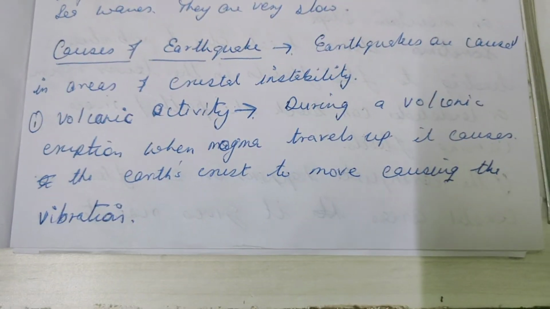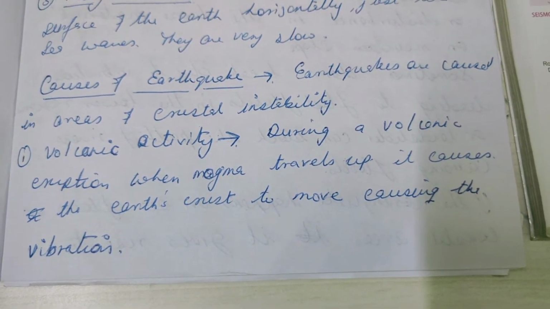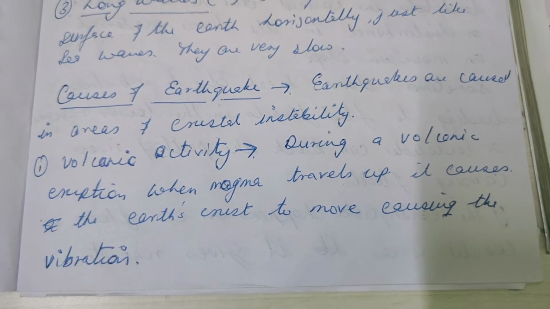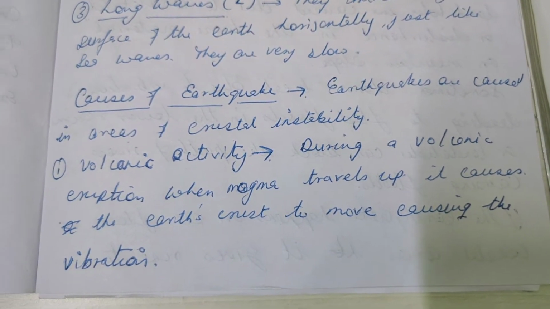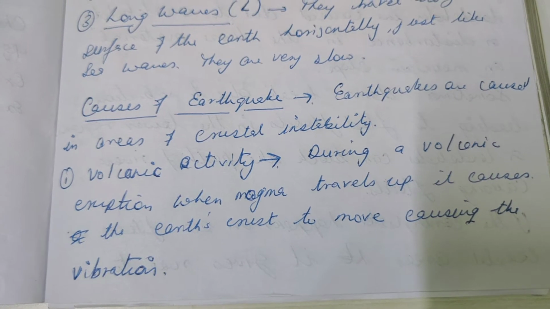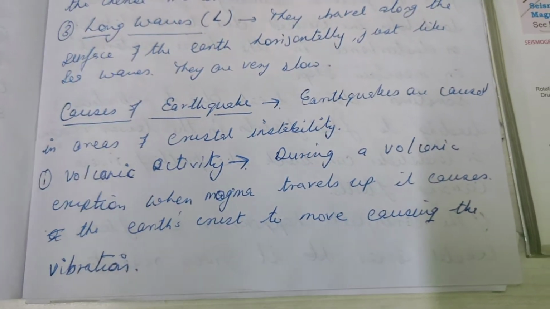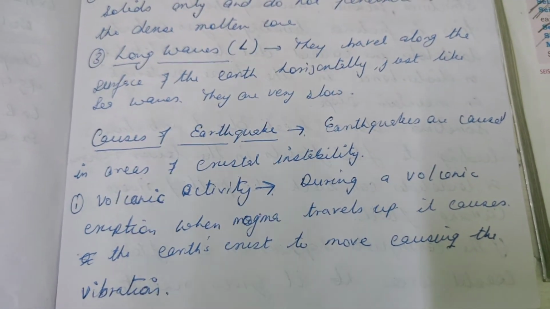Now, why are earthquakes caused? The causes of an earthquake. There are four main causes of an earthquake. One is called volcanic activity. In the previous chapter, we studied about volcanoes, and we saw that the magma with a lot of force is brought up onto the surface of the earth.